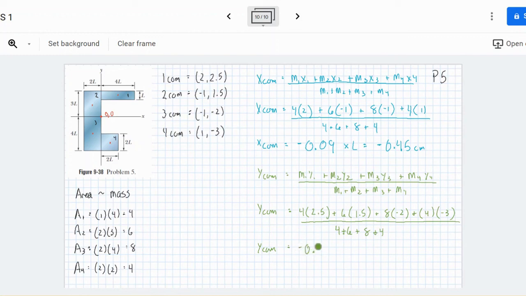Negative 0.41. Again, we did it in terms of L. I got negative 2.0. So the X and Y positions of the center mass, I got negative 0.45 and negative 2.